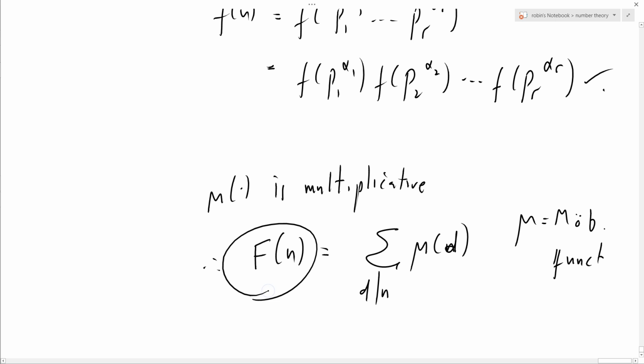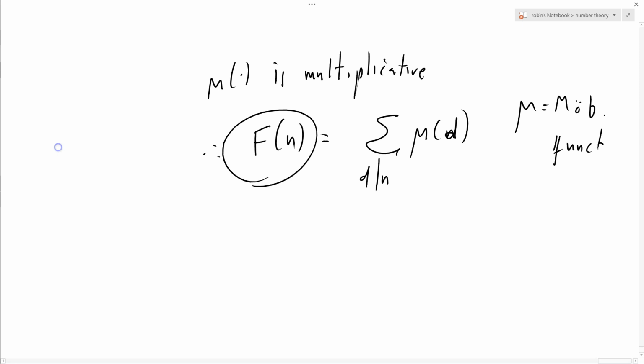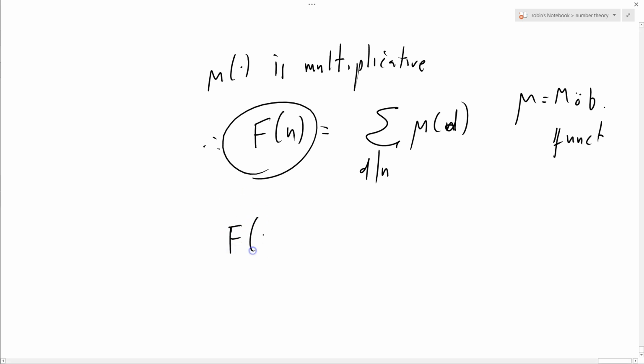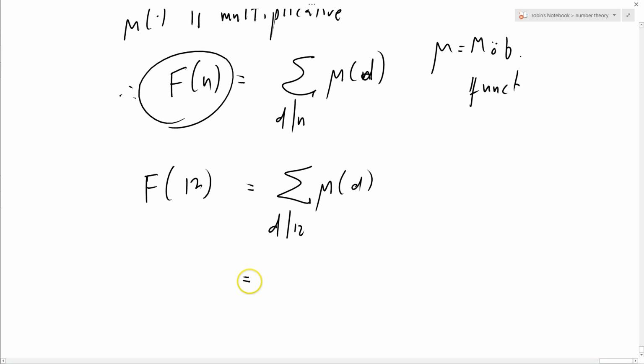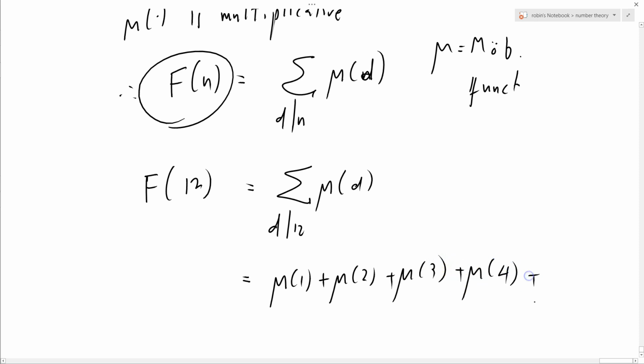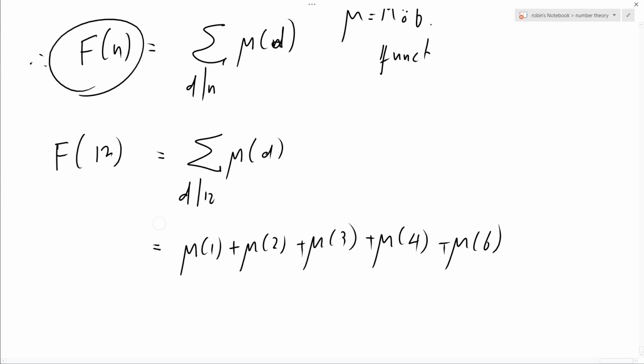This f here, whatever it is, I don't know anything about it yet, but it is multiplicative. Let's just evaluate this. Let's work out f of, let's say, 12. Well, that's just writing out the definition: the sum over d divides 12 of the Mobius function of d. Okay, well that's what it is by definition. Equals mu of 1 plus mu of 2 plus mu of 3 plus mu of 4 plus mu of 6, 5 doesn't go into 12, plus mu of 12.